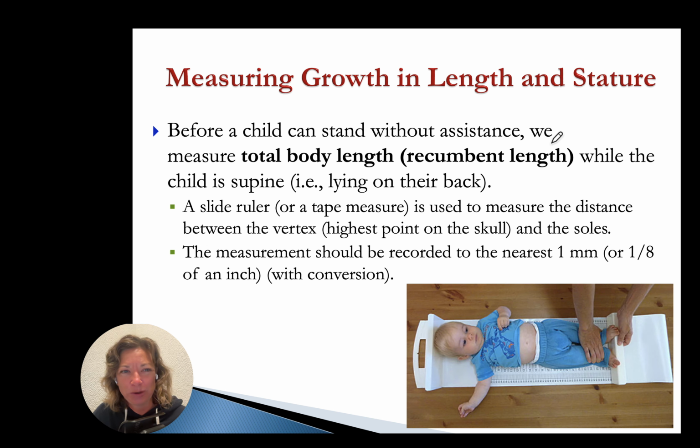So, little ones, before a child can stand without assistance, we measure total body length, also called recumbent length. And we do this while the child is supine or laying on their back. You can do this with a slide ruler, which is the most accurate way to do it. That's what's shown in this image. It's also frequently just done with a tape measure.